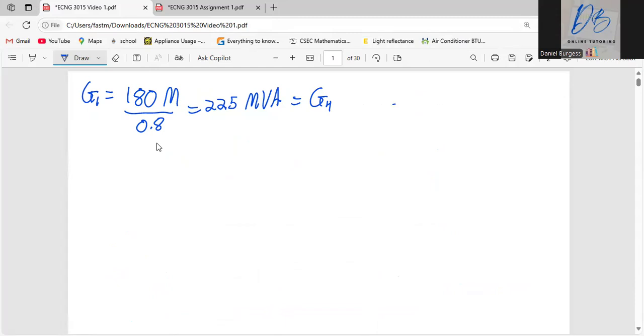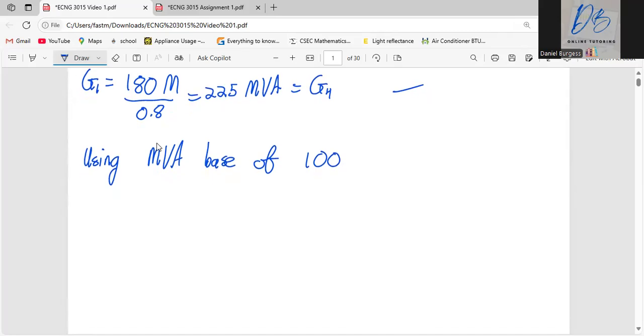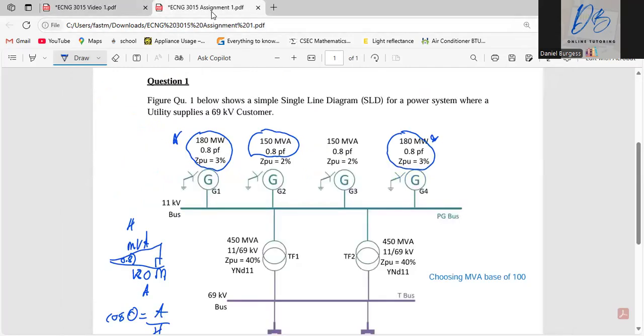So that's the first step, check. Then, using an MVA base of 100, we have to standardize the system to 100 MVA. The first thing you normally start with is your generators. Right now we'll do the 225s and the 150s, because these are 225 MVA.